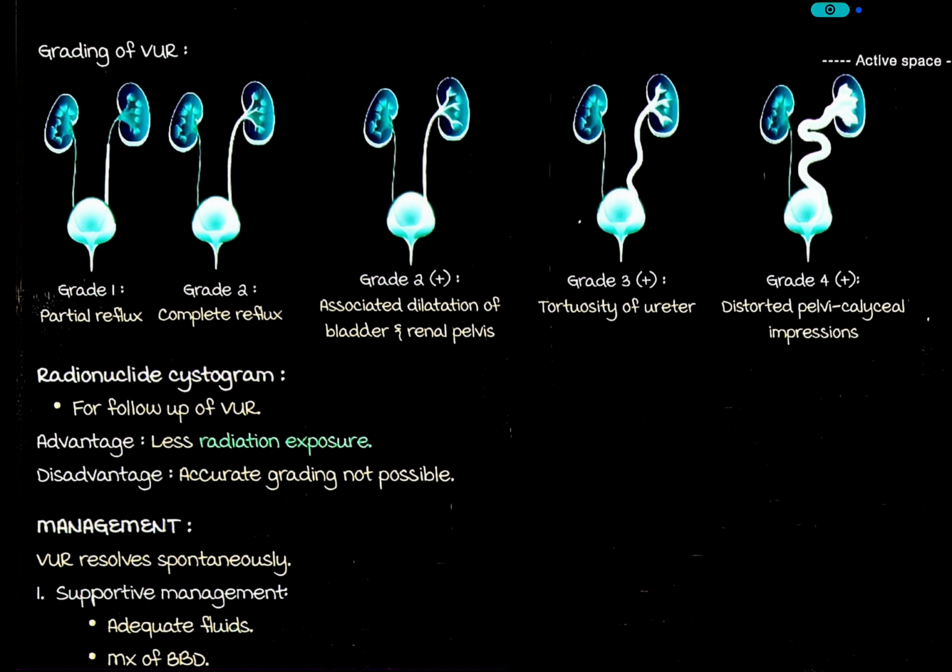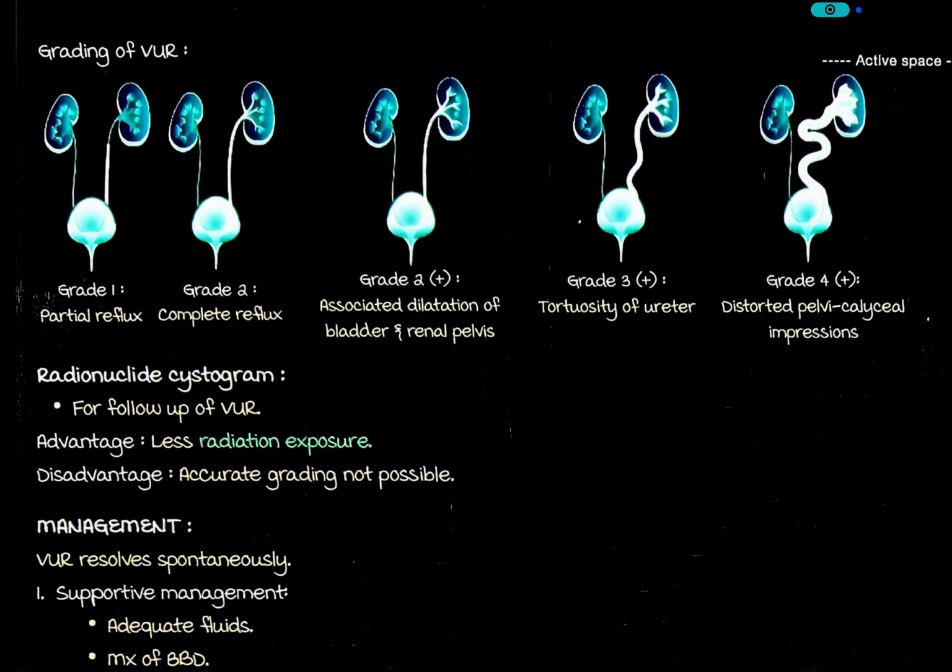Grading of vesicoureteric reflux: grade 1, partial reflux; grade 2, complete reflux; grade 3, associated dilatation of bladder and renal pelvis, tortuosity of ureter; grade 4, distorted pelvic calyceal impressions. So there are grades of vesicoureteric reflux.